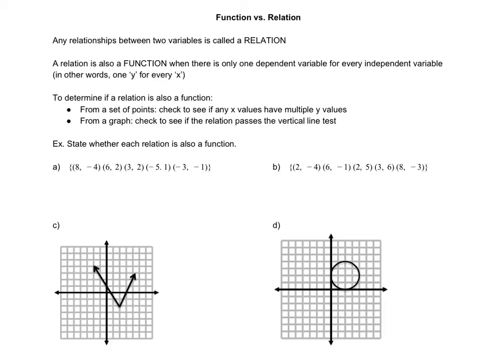All right, function versus relation. Any relationship between two variables is called a relation, but not every relation is a function. In order for a relation to be a function, there can only be one dependent variable, which is typically your y, for every independent variable, which is typically your x. So in other words, every x value can only have one y.